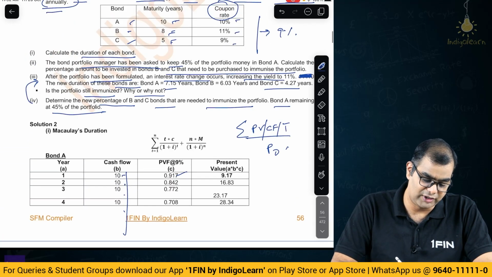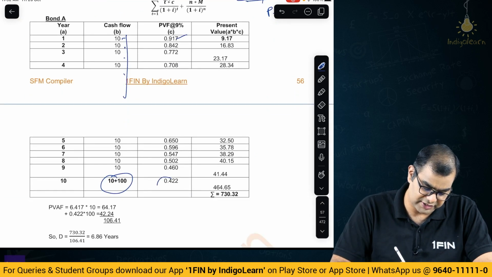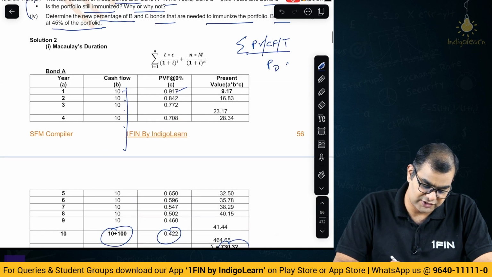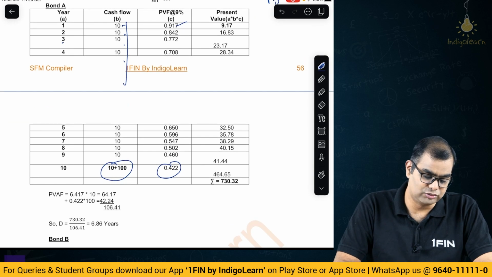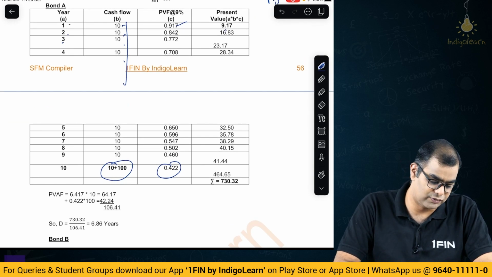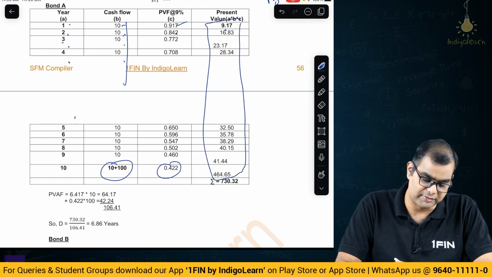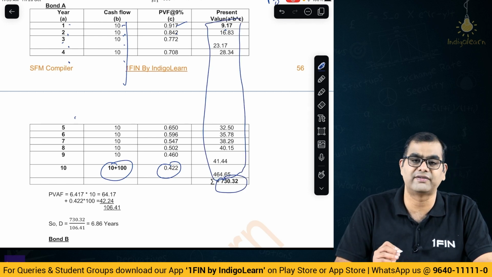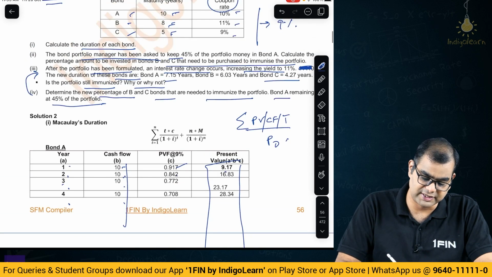You find out present value at the current yield, which is 9%. The coupon rate is just for computing the coupon value. So you get the present value. Duration is present value, cash flow into time. So you multiply these two numbers, which is cash flow into present value factor. You also multiply with time, which is 1, 2, 3, 4, 5. Then you get this column. Whatever is in this last column, you sum it up, you get 730 as a value. 730 is the numerator.